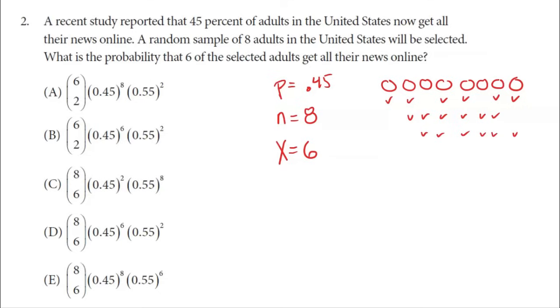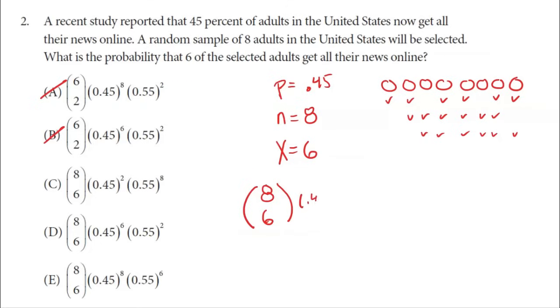So the first part of the formula that we talked about at the beginning of this video is 8, the total number of trials you have, and then underneath it is how many successes you want. So we're looking for 6 out of 8 successes. So that immediately makes A and B wrong, and that means we now have it down to C, D, or E. Next comes the probability of success.